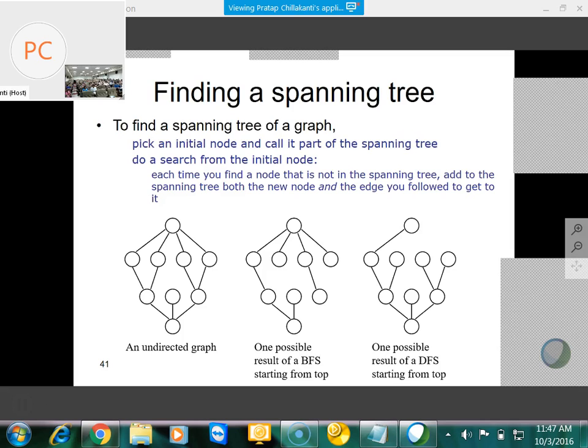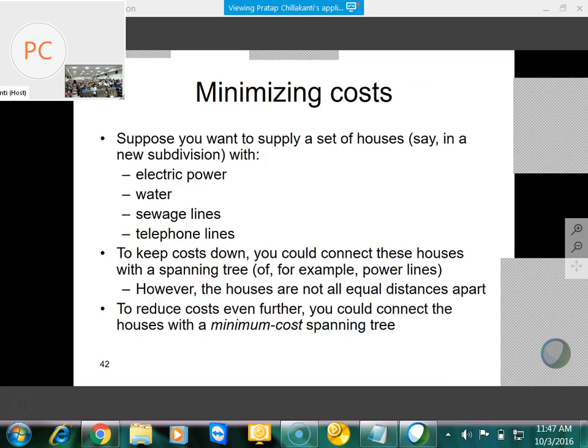Here is another way of coming up with a spanning tree using a depth first search from the top. Different types of trees, right? Depending on whether you are using a BFS or a DFS. So why do we do all of those things? Bottom line is you want to minimize costs. So here is an example that the author has given.